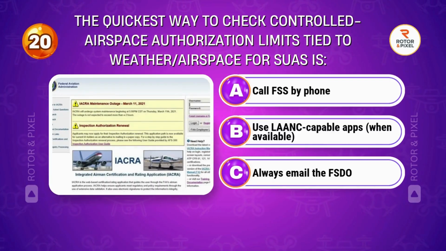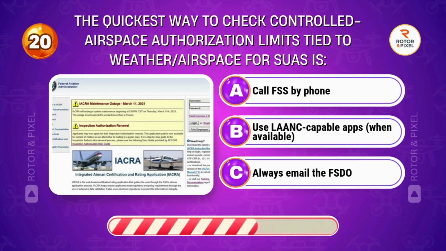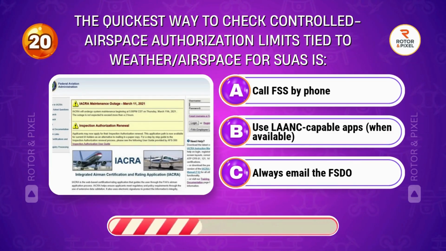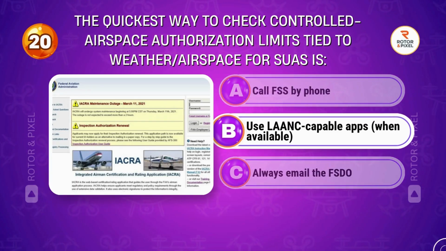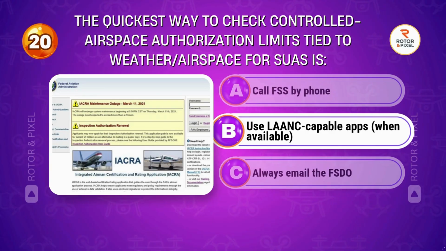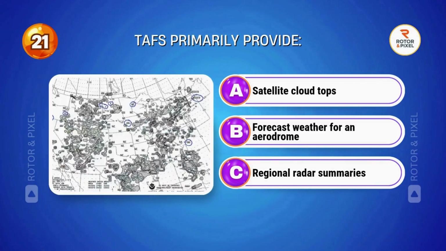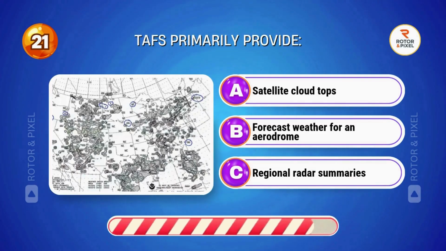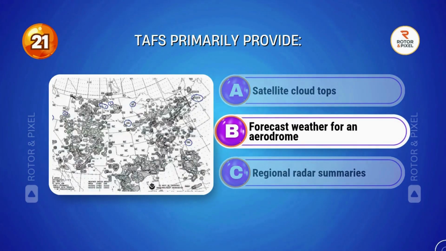The quickest way to check controlled airspace authorization limits tied to weather and airspace for sUAS is... Answer B, use LAANC-capable apps when available. TAFs primarily provide... Answer B, forecast weather for an aerodrome.